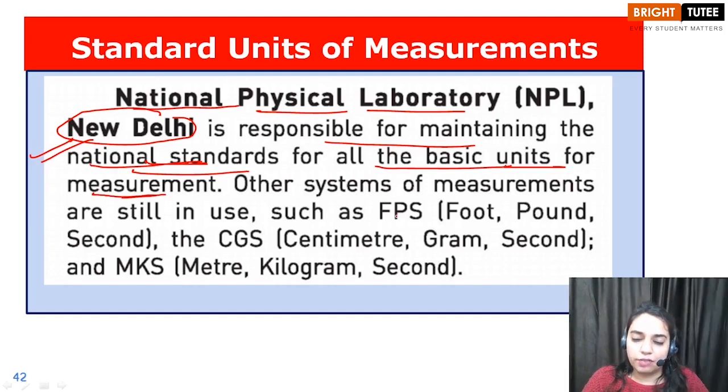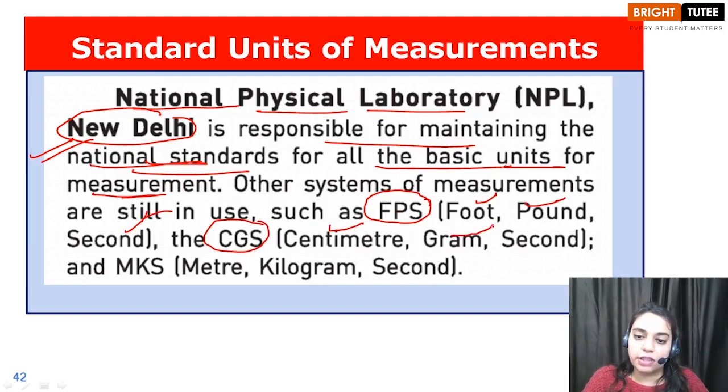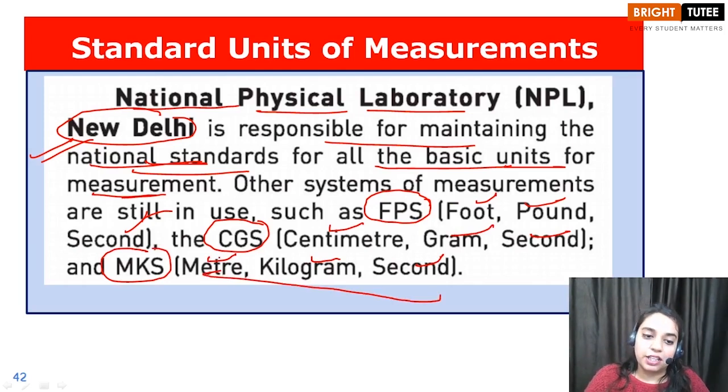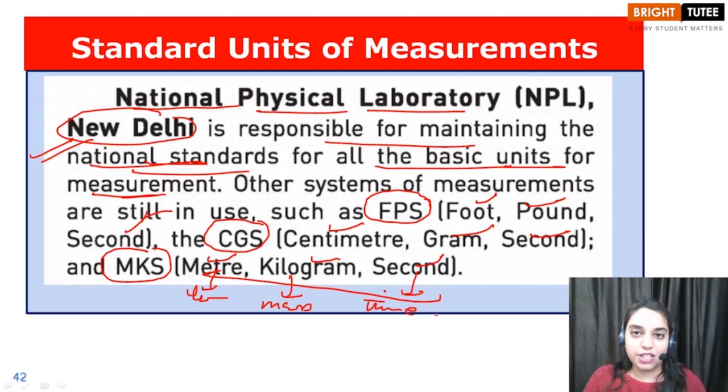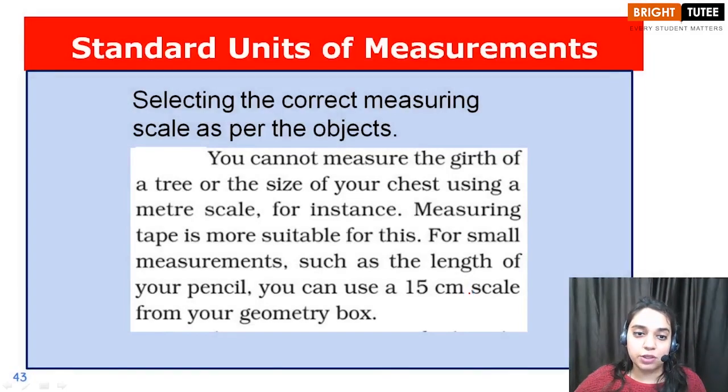Okay children, we have different systems of measurement, which are FPS, in which we have foot, pound and second. Then we have CGS, which is centimeter, gram and second. Then MKS, in which we have meter, kilogram and second as the standard units of measurement. This meter is for length, kilogram is for mass, and second is for time. Okay children, so this was all about the standard units of measurement, and I really hope that you have understood the concept really well.